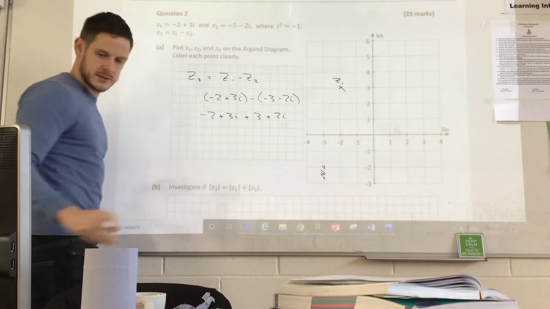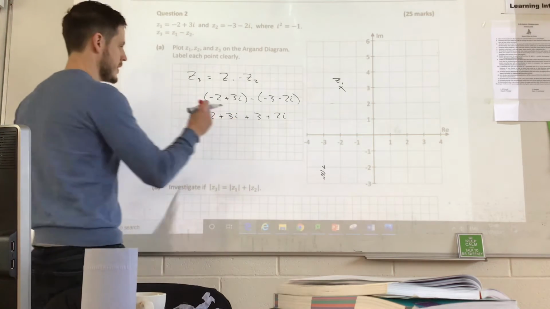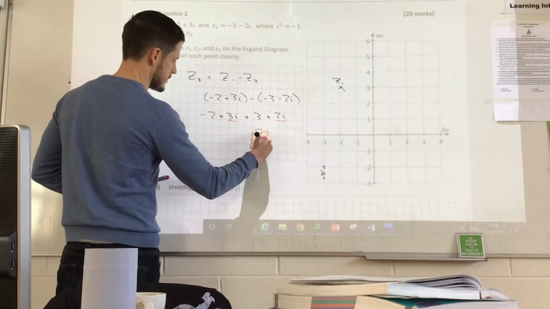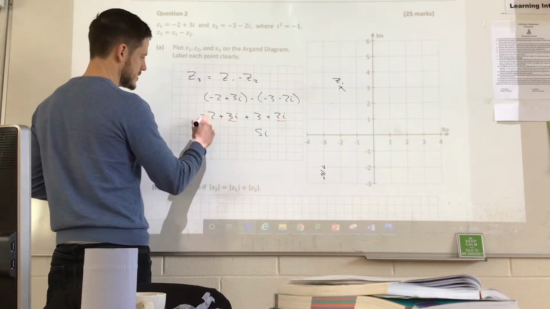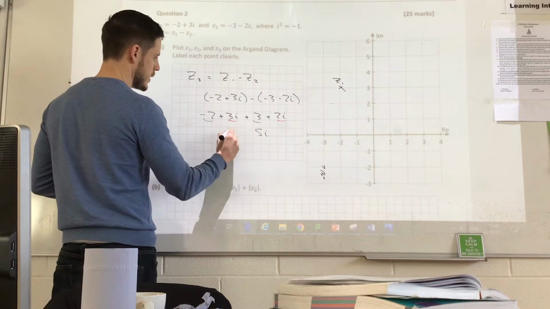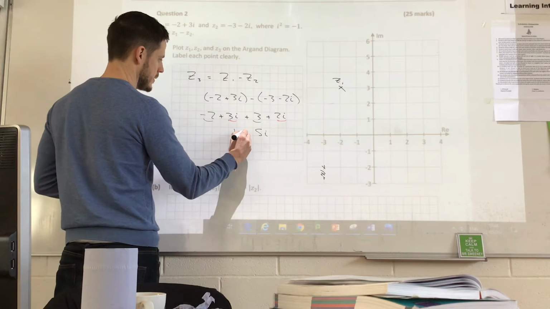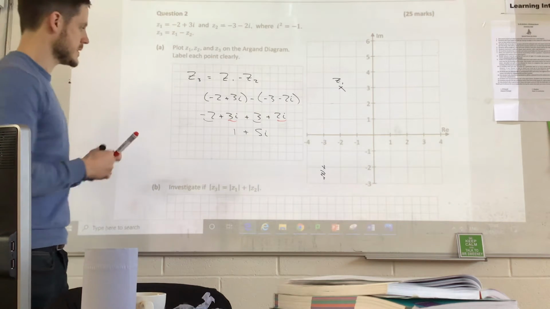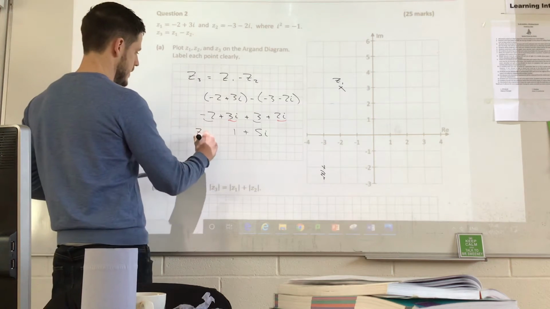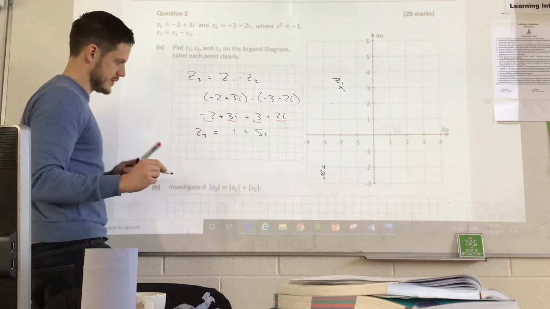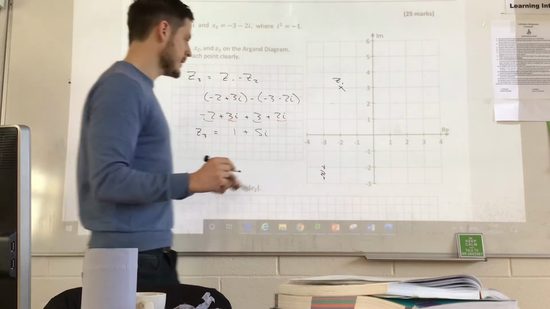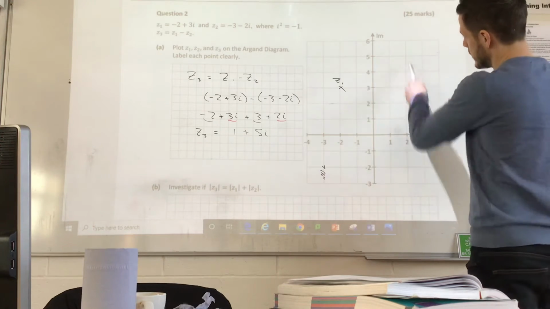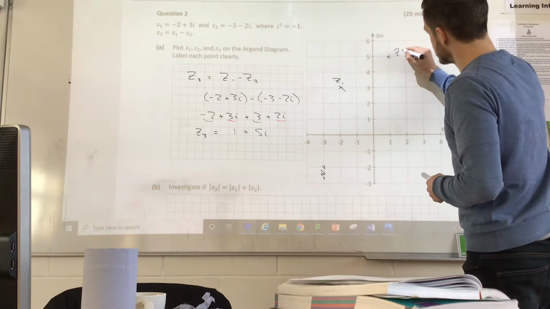So I know that 3i plus 2i gives me 5i. And I know that minus 2 plus 3 gives me 1. So I'm left with 1 plus 5i. And I can plot that now. So z3, you're going to need that a little bit later on, is 1 plus 5i. And what I can do is I can go across the 1, up to 5i here, and I've got z3.